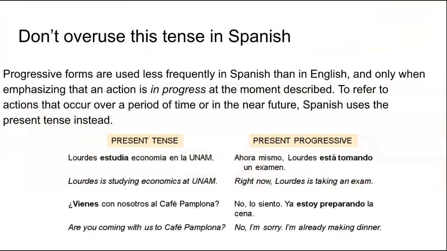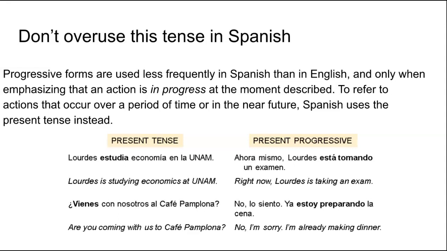Don't overuse this tense. Progressive forms are used less frequently in Spanish than English and only used to emphasize an action in progress at that moment. So to refer to an action that occurs over a period of time or in the near future, Spanish uses the present tense instead. Lourdes estudia economía en la UNAM. In English, we might say Lourdes is studying, but in Spanish, you wouldn't in that example. Versus, ahora mismo, Lourdes está tomando un examen.